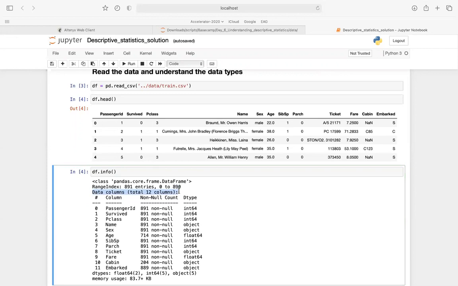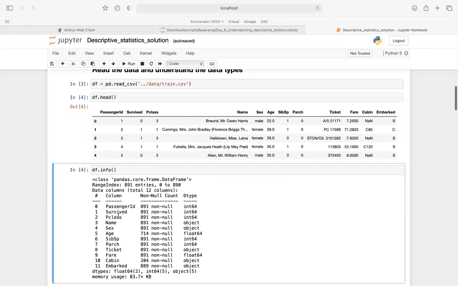I have a total of 12 columns, right? Imagine you're working on the dataset for the very first time, like you're doing it now. How easy it is to get this information: 890 records, 12 columns. If I go down, I get column-wise information. The first is a column index from 0 to 11, so that's 12 columns I have. Then I have the names of the columns like passenger ID, survived, and so forth.